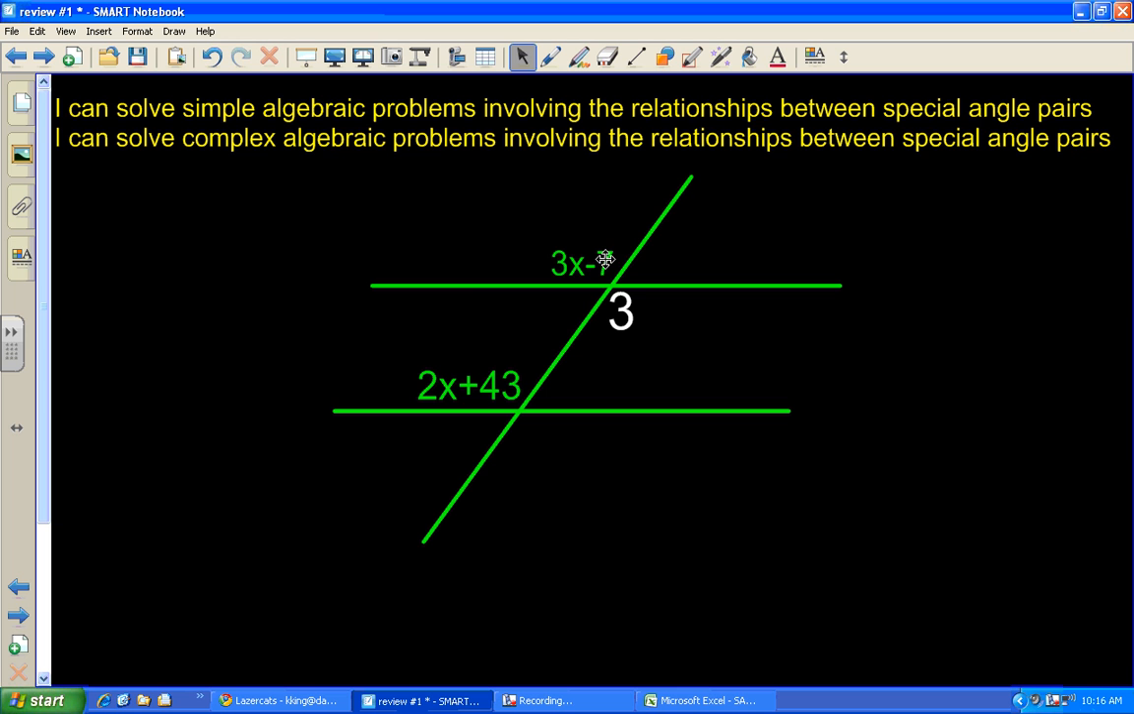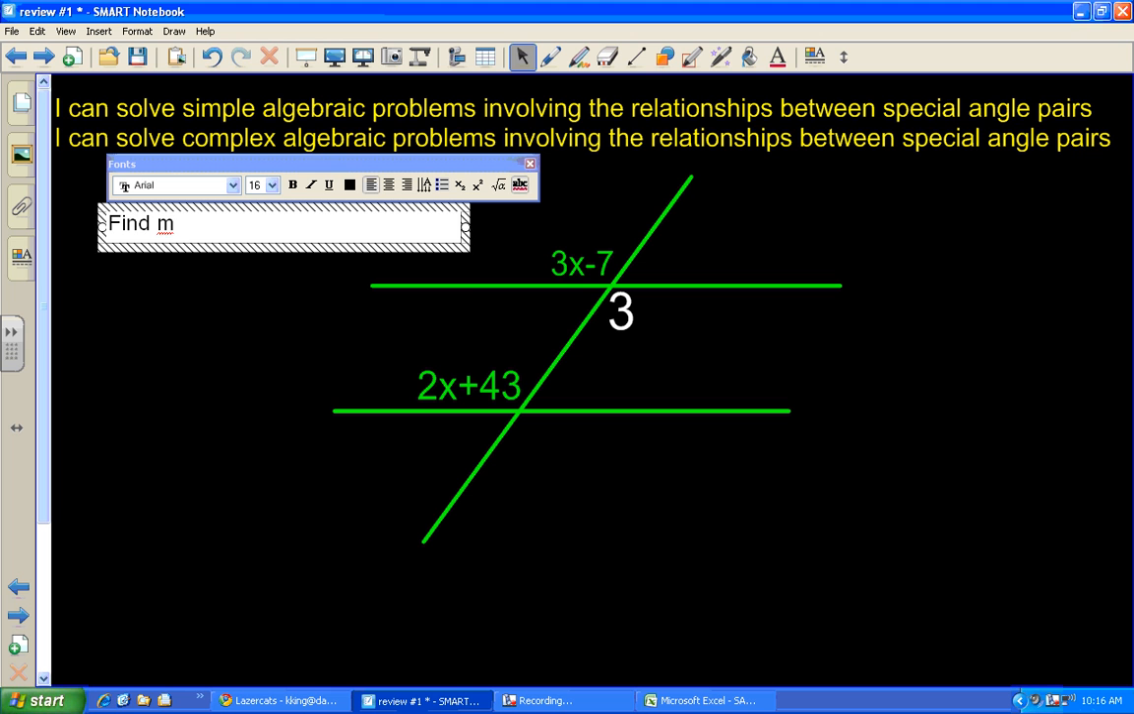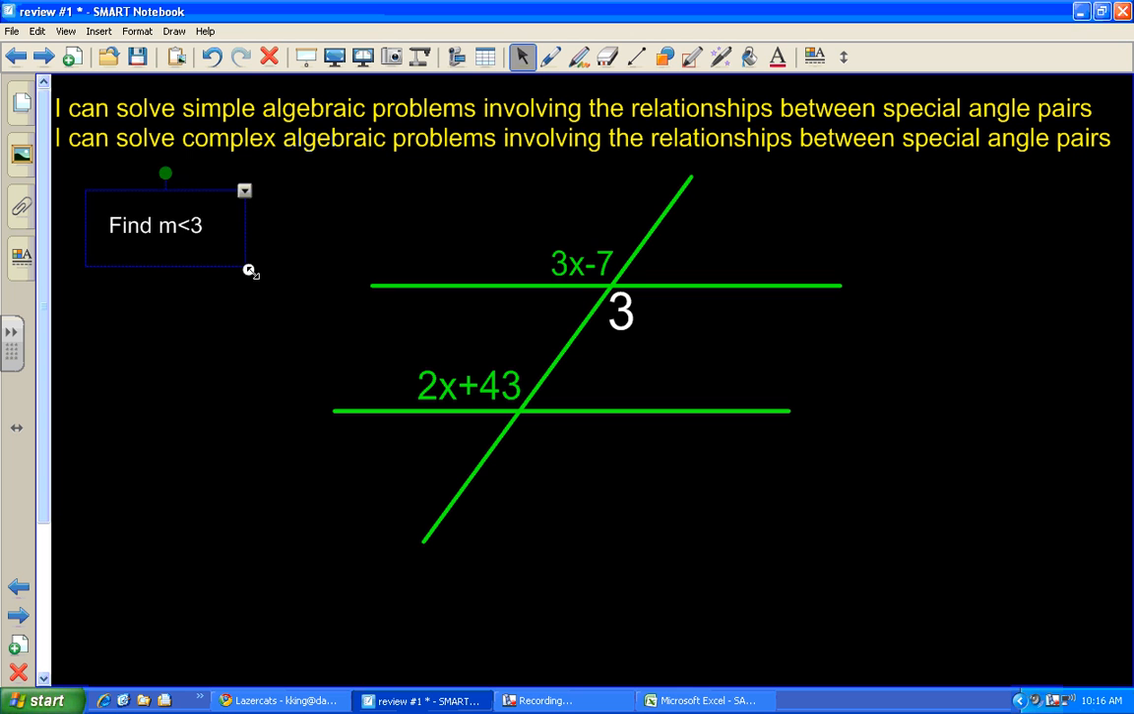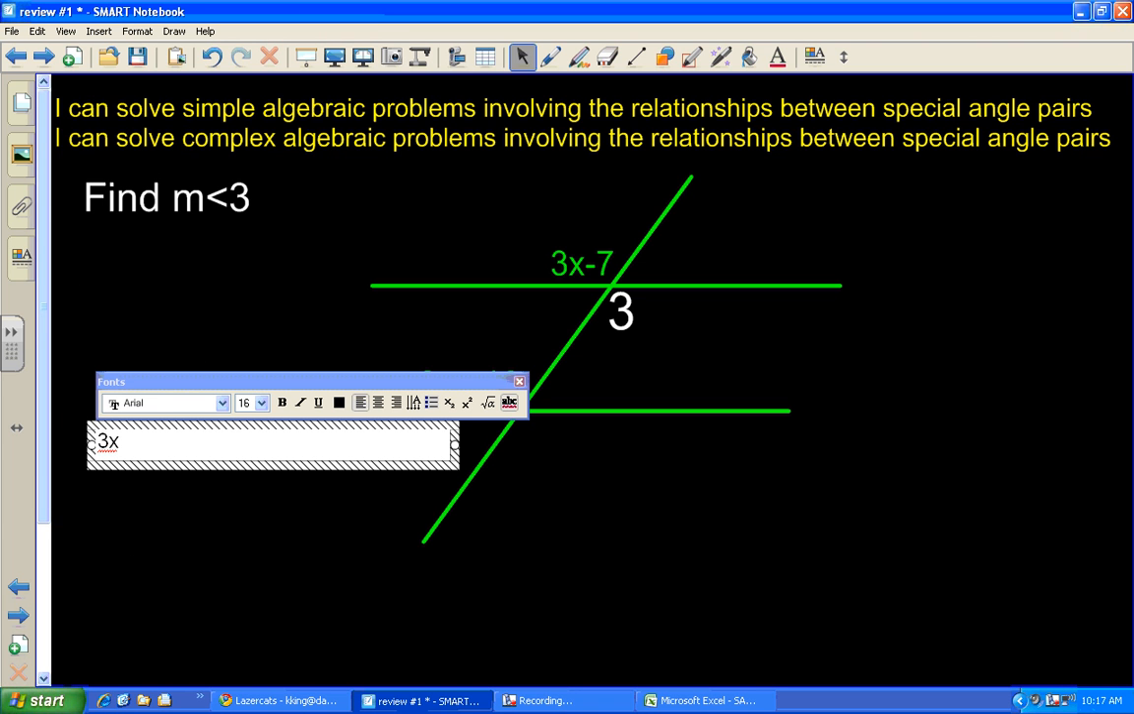I have the angle that's 3x minus 7. I have the angle that's 2x plus 43, and I have angle 3. And these directions want to find the measure of angle 3. So the idea is you first have to solve for x, just like you did on the last problems, and then you've got to figure out which one do I plug back in for. Okay? So we're going to walk through this pretty quickly. This is the last example for tonight.